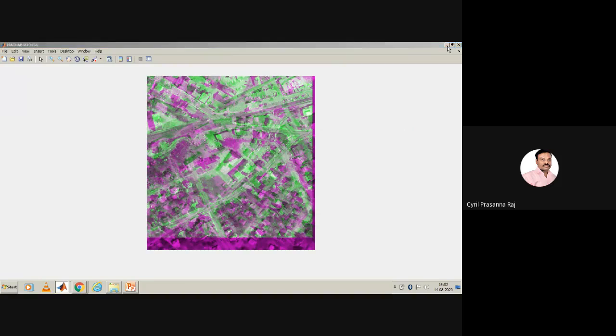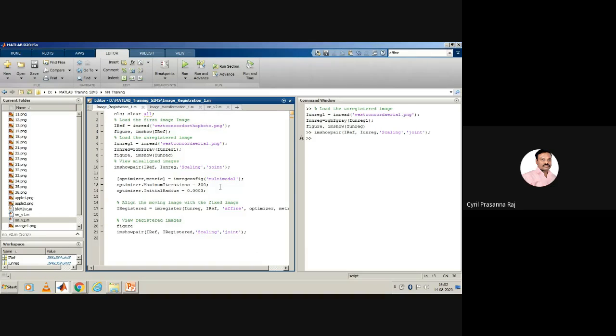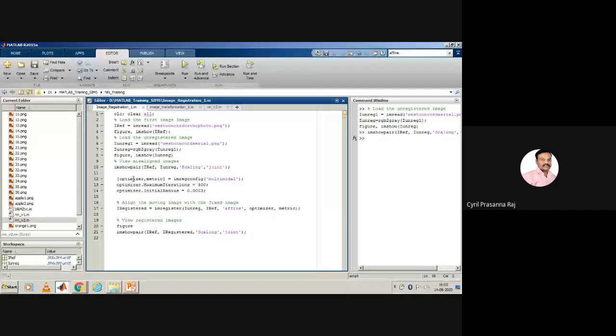To perform registration, there is a function called imregister available in MATLAB. We'll discuss the mathematical concepts tomorrow, but to use this built-in function imregister, you have to define two important parameters called optimizer and metric.